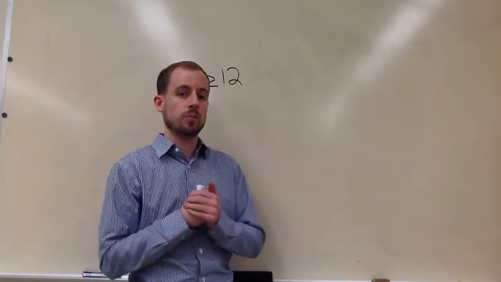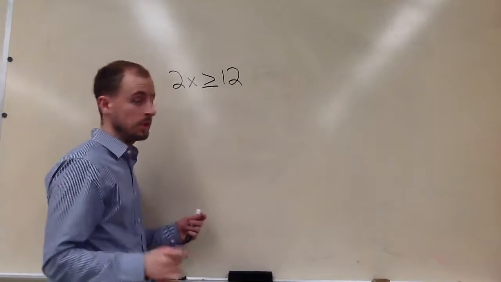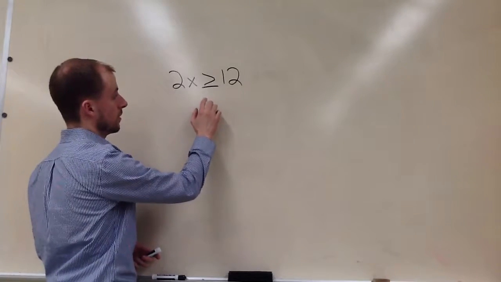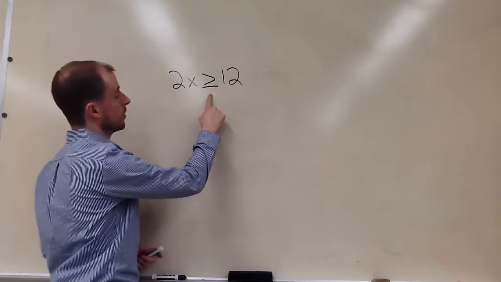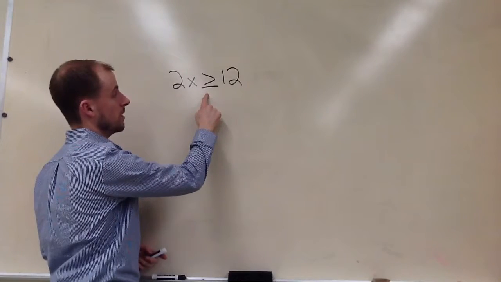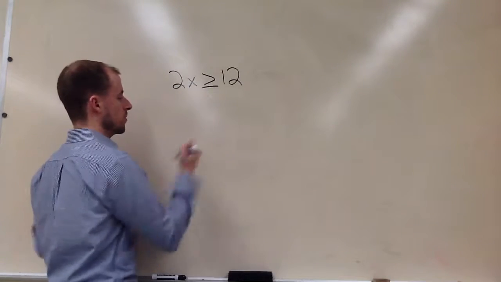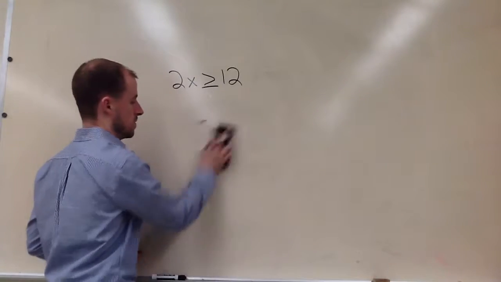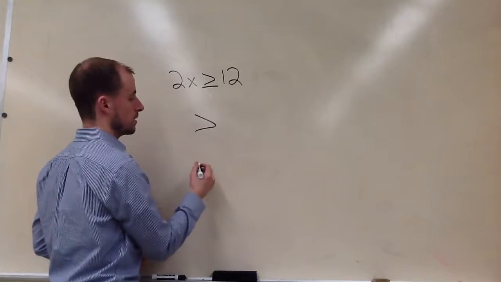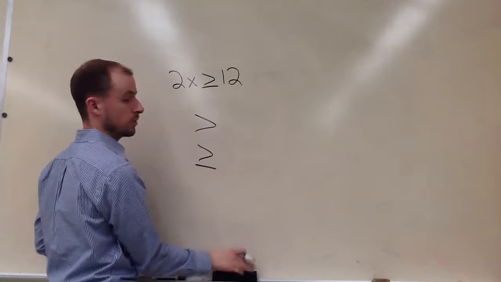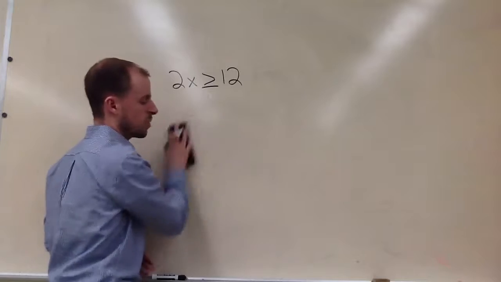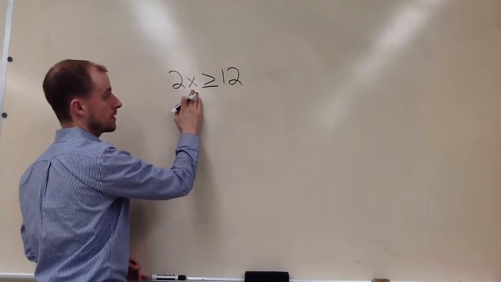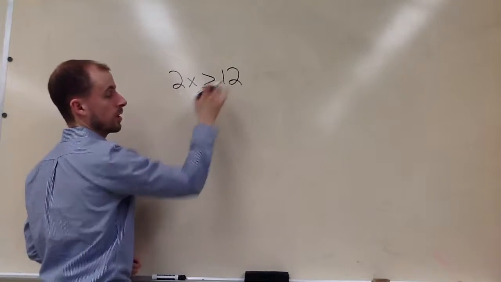Okay, so the next problem, we're going to step it up a little bit. So now we've got something more. We've got another inequality. Now it's got a different symbol here. This symbol's a greater than or equal to. So just to review, this is a less than sign, less than or equal to. This is a greater than sign, and a greater than or equal to. So it's probably a review for you. What this says is 2 times x is greater than or equal to the number 12.